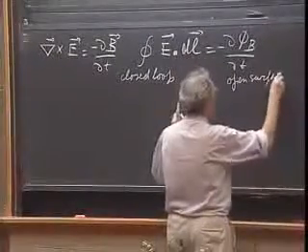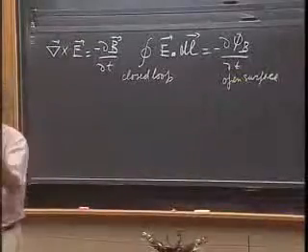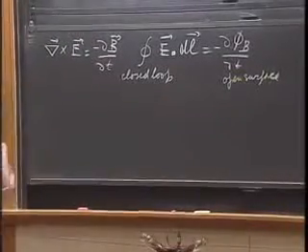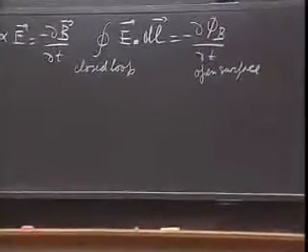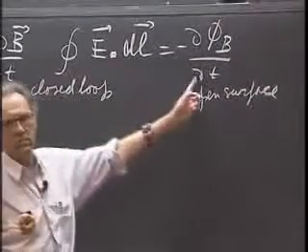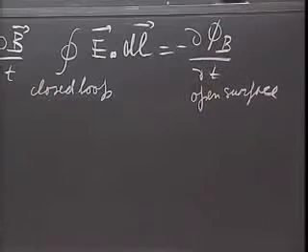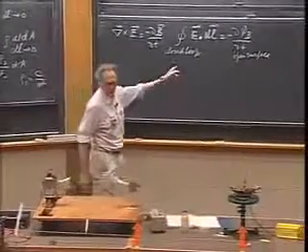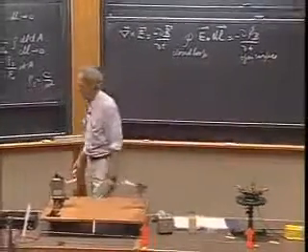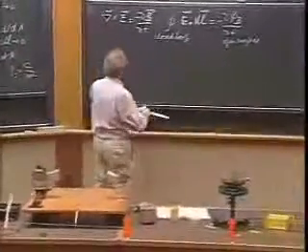I cannot stress that enough. You choose a closed loop. You can do it right here in space. You can attach to that an open surface which could bulge out into the audience. At any moment in time, this will hold. And so whenever you deal with curls, you do line integrals. And so let's do a line integral and then see what boundary condition that leads to.